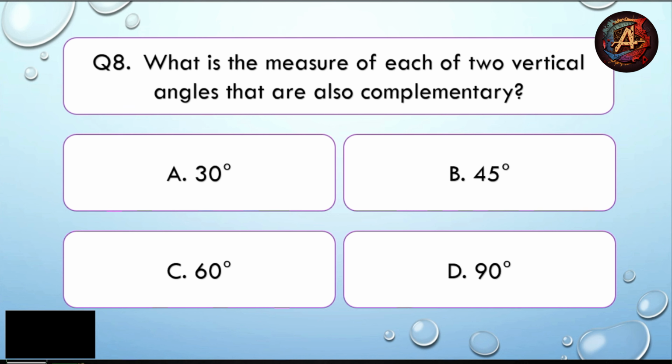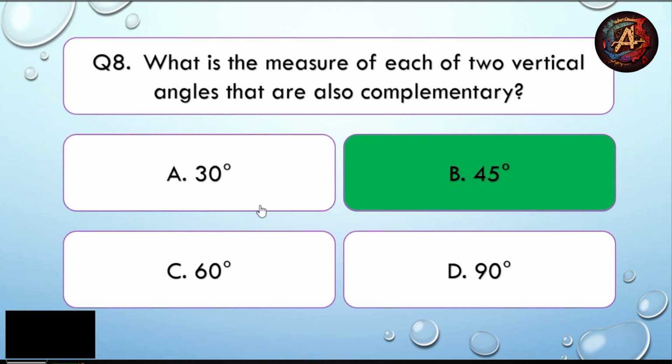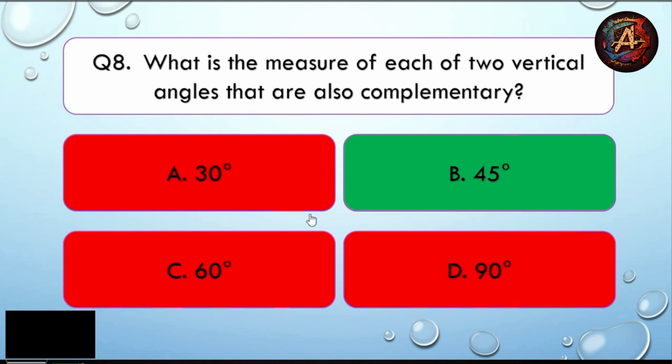Alright, math learners, let us carefully understand the question. What is the measure of each of two vertical angles? We already know that vertical angles are equal, right? That are also complementary. Complementary angles have a total measurement of 90 degrees. So, if you have two vertical angles in which the total is 90 degrees, what will be the measurement of those two angles? You just divide the 90 degrees into 2 equally. So, your answer is 45 degrees. All right, we are correct, my dear math learners.